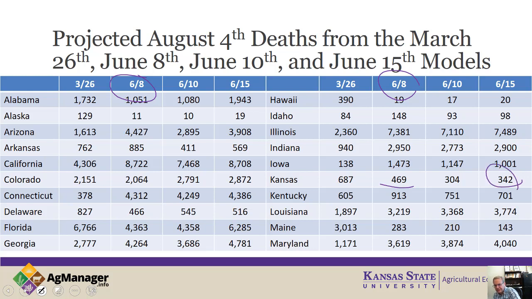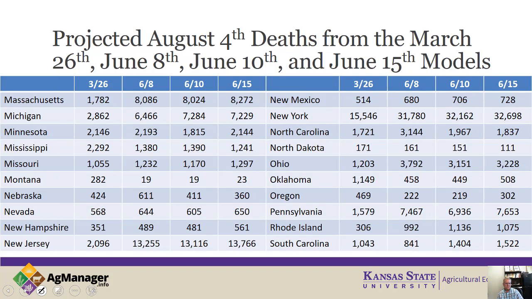Essentially, Kansas has seen a drop over the last week from about 470 to 340. You can go and look at the original models there and see how far those models were off on the August 4th cumulative death rate.